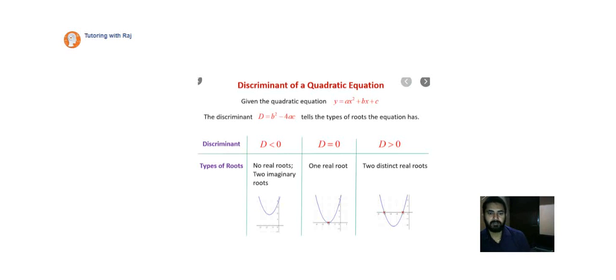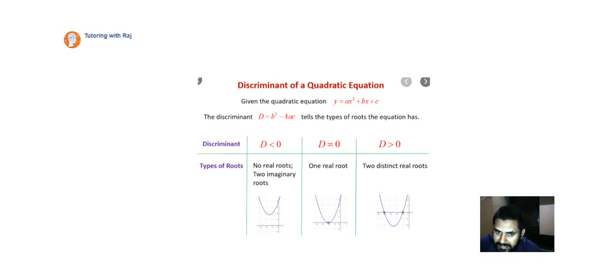Now by the word discriminant, basically it's the term that we have in the quadratic formula as well, the term which was under the square root. So that's what we call the discriminant. Discriminant is d equals b square minus 4ac, and it tells the type of the roots that the equation will have.